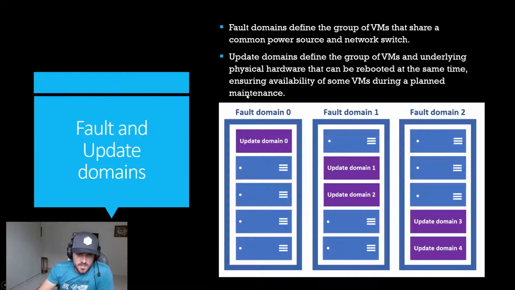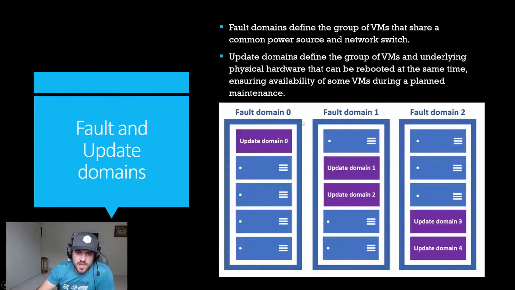So fault and update domains. All right. I've definitely been asked about these before, so we're just going to briefly go through what they are so we're all on the same page here. All right. So fault domains define the group of VMs that share a common power source and network switch. All right.